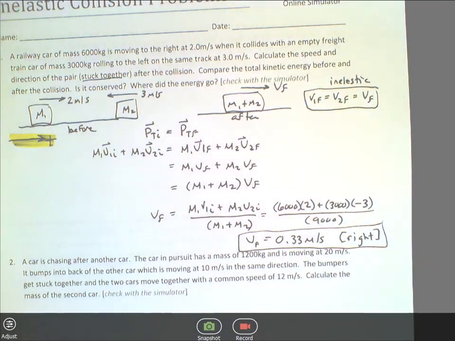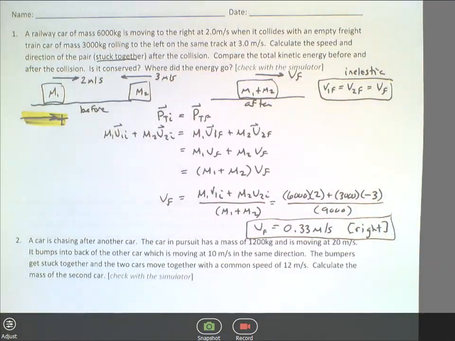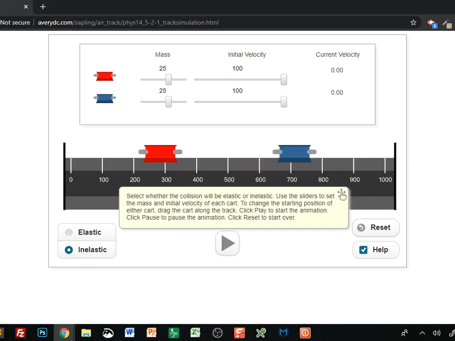Now, what some of you might be saying is, okay, it says check with these simulators. So let's see how we do that. Here's the simulator, and we can set the speeds. Now I'm going to initially set these guys close together because they're going to be moving really slow. It says set this speed to 2. You might be able to change it up here. No, you got to drag it. Okay, 2, and this one's negative 3. There we go. Now the mass. One is 6,000, one is 3,000.